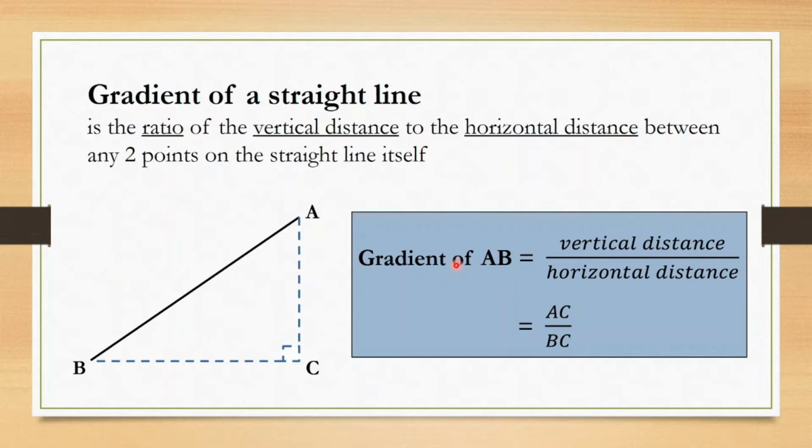For your information, the symbol for gradient is M. So gradient of AB equal to MAB. This is the only formula in this subtopic. Whenever you are asked to find the gradient of a straight line, just always imagine a triangle. So it's easy for you to find for the vertical distance and then horizontal distance.